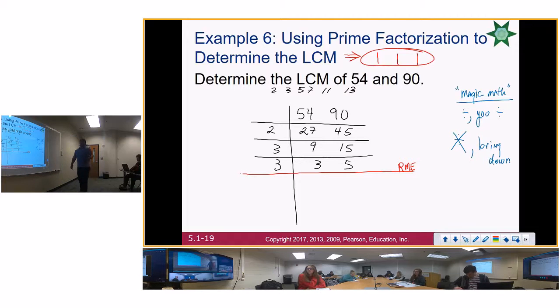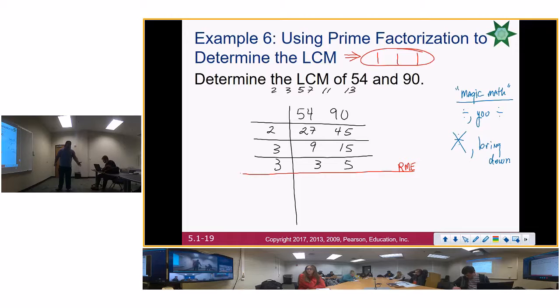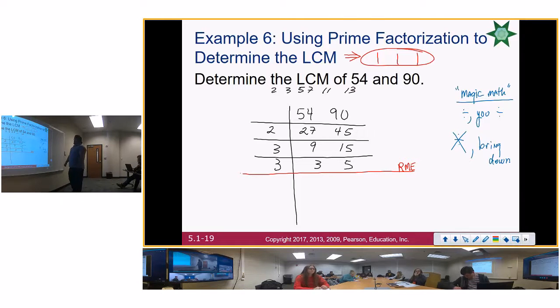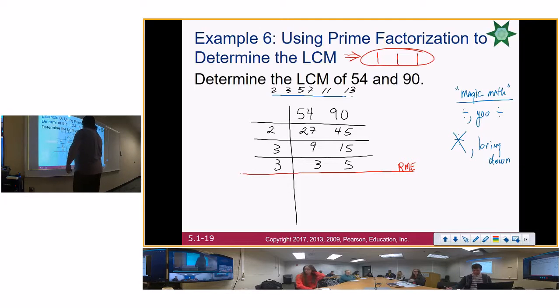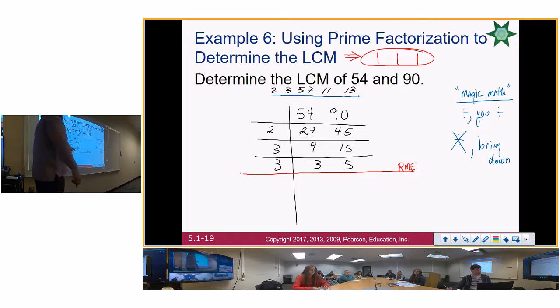So if you can divide, you do it. If you can't divide, you bring down. So I'm still using my 3, 5, 2, 3, 5, 7, 11, sometimes 13. I know I got a 3 there. I can get a 1 if I divide that 3 by 3. So I'm going to put a 3 here. And that gives me a 1, and this comes down like that.